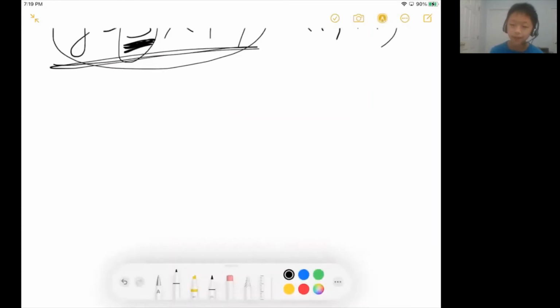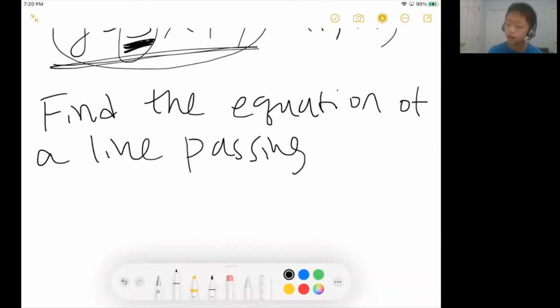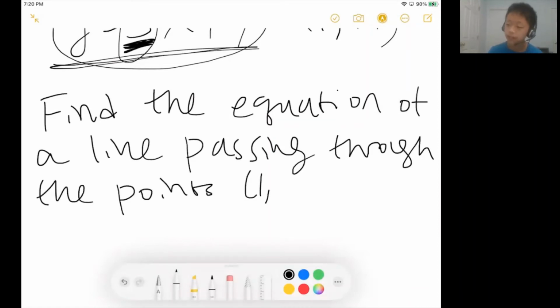So example 2.2 says, find the equation of a line passing through the points (1, 2) and (3, 10). So this is example 2.2 on the handout.